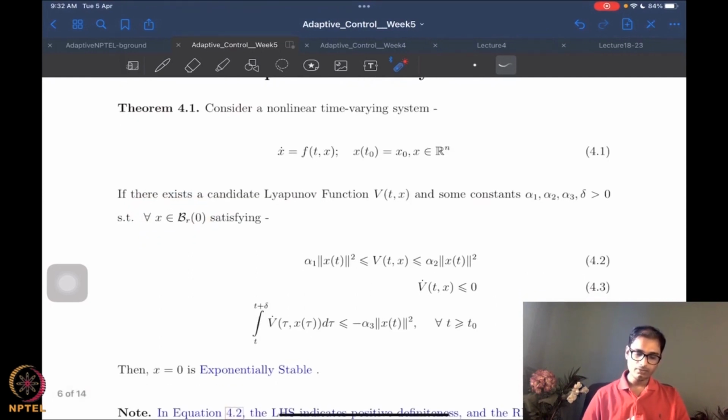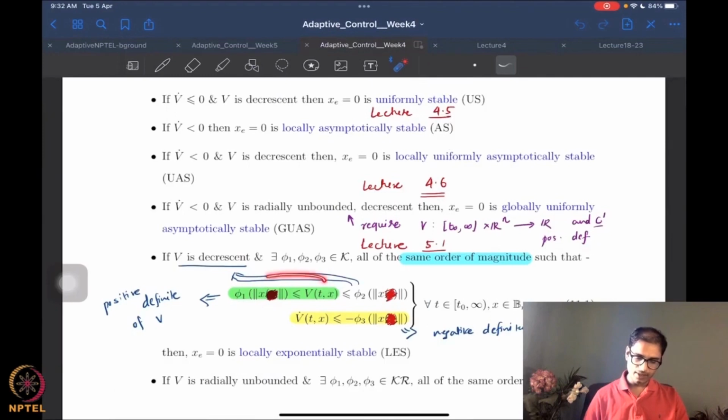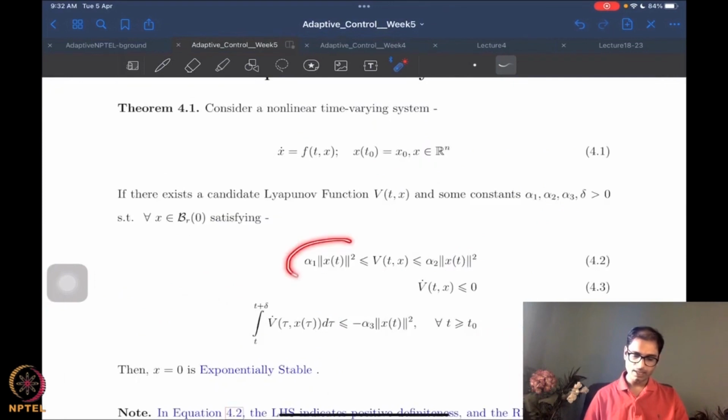we have these three equations to be satisfied. First is something like this: alpha 1 norm x squared is less than or equal to V(t, x), which is less than or equal to alpha 2 norm x squared. This is pretty much like the first statement that we saw, except that in this case we are exactly writing the structure of phi 1 and phi 2. It's very much like the first statement, not very different, because this gives me positive definiteness and this gives me decrescence.